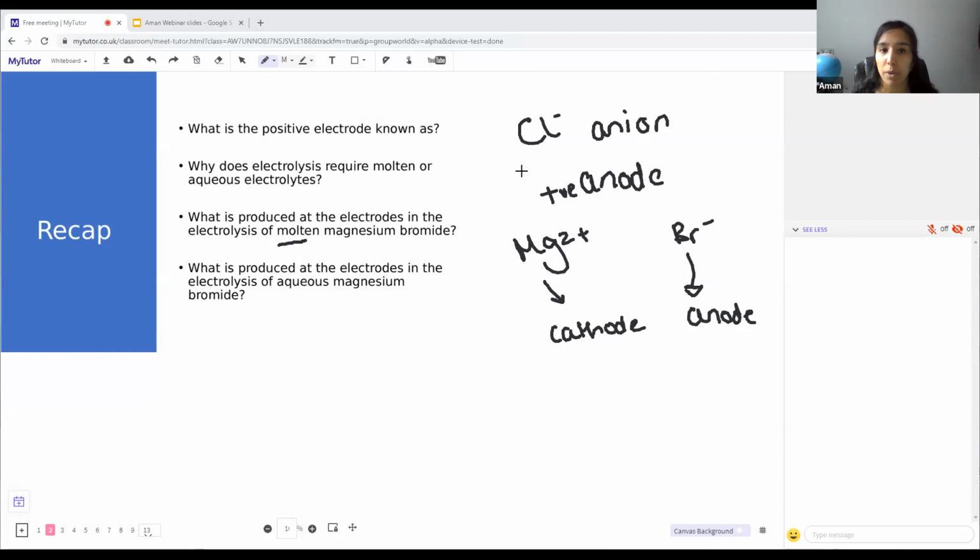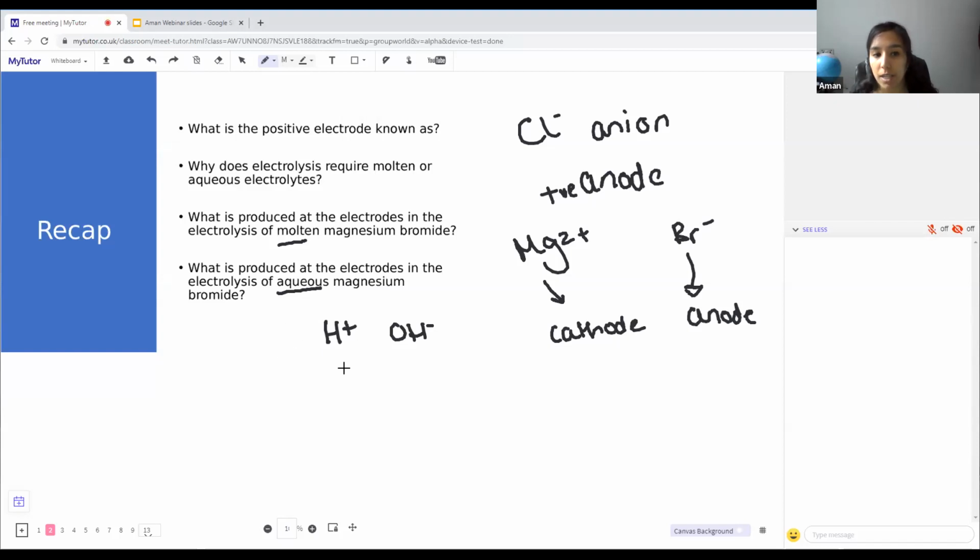There are a couple of rules we have to remember when we do aqueous electrolysis. So this one can be slightly more tricky. As a reminder, there are 4 possible products that could be produced. The reason for that is that aqueous solutions mean that the magnesium bromide is dissolved in water. So that means in the water, there are ions, the hydrogen ions and the hydroxide ions.